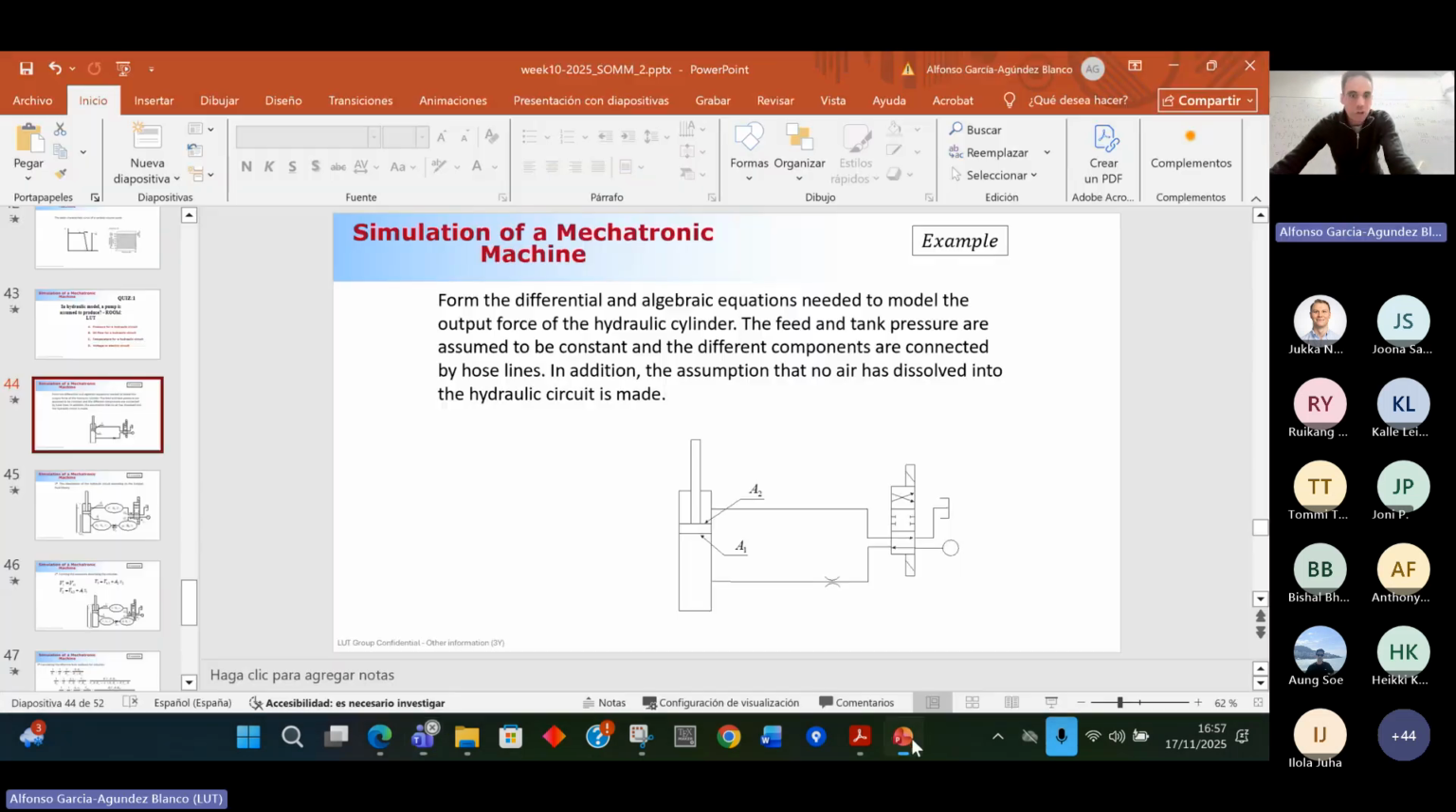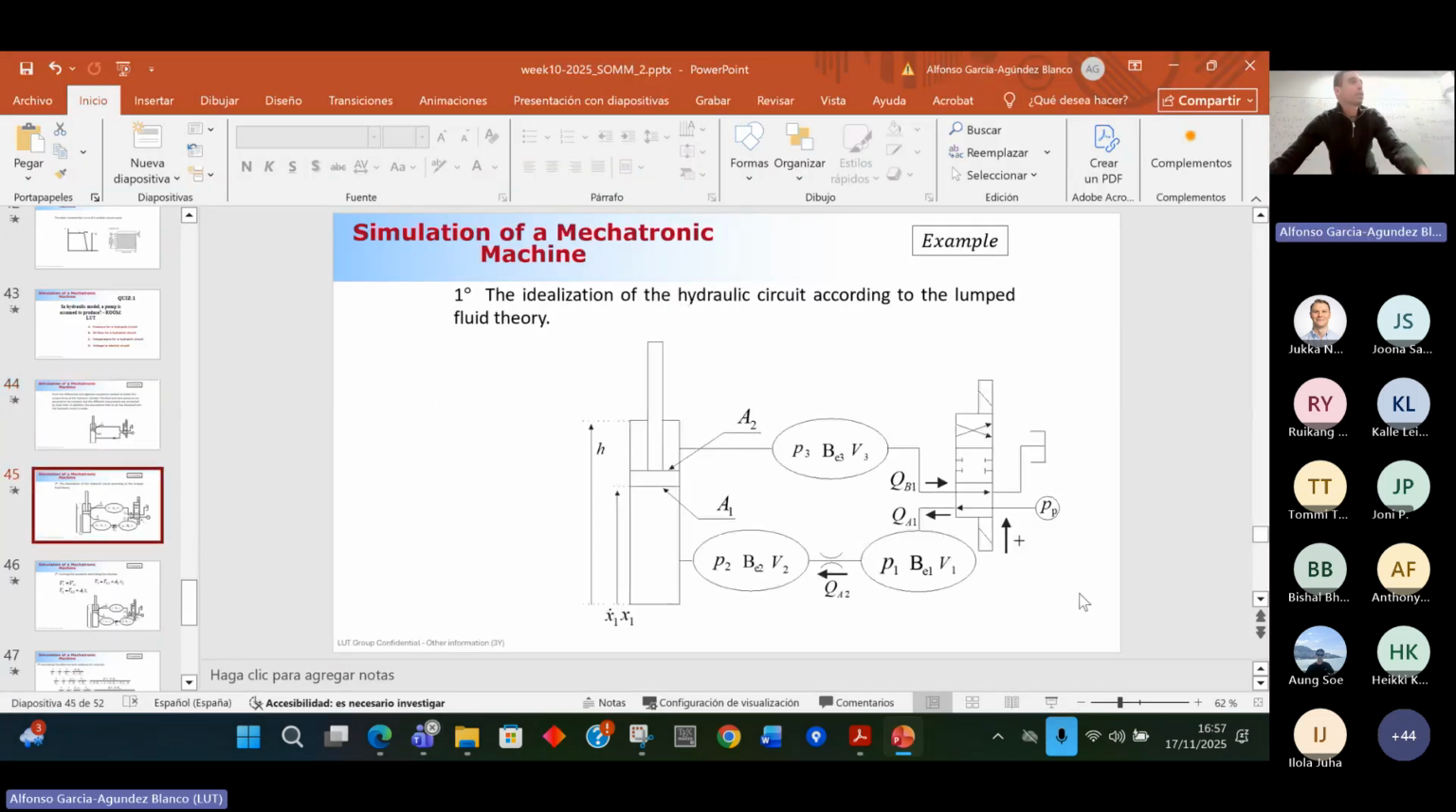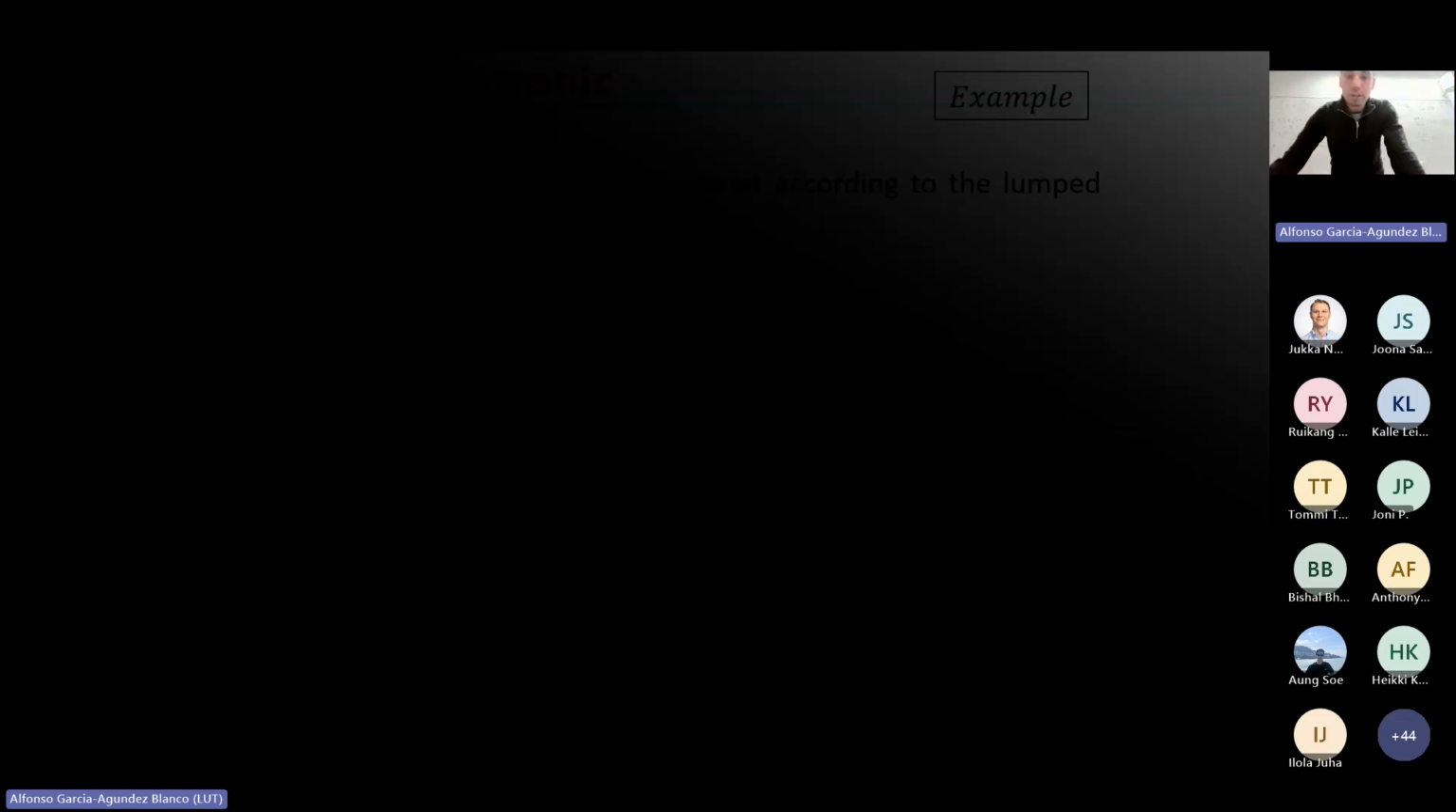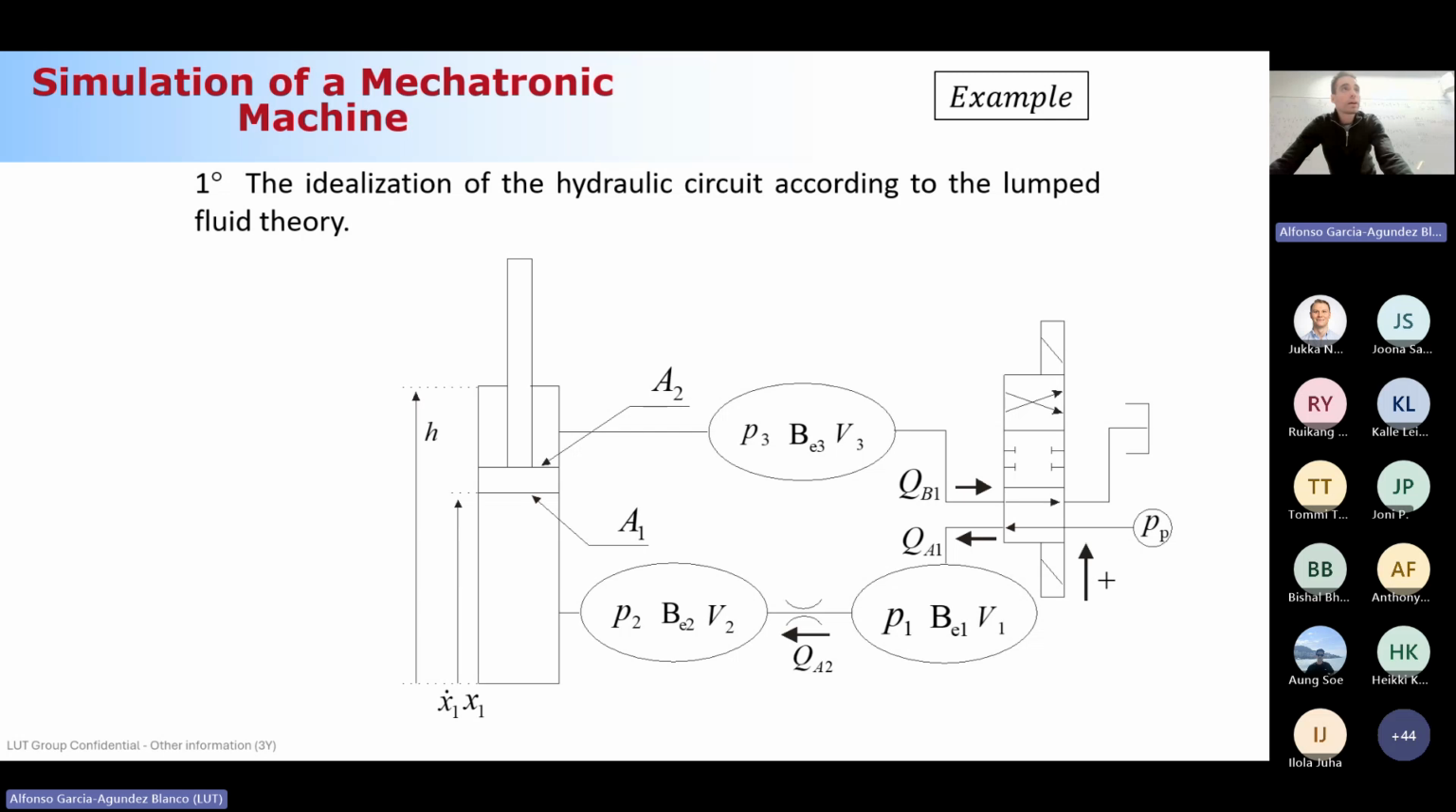Okay. So now, this is the reply to the previous question. Basically, you have the circuit here. You have the pump here. The first control volume is given by a pressure P1, an effective bulk modulus BE1, and a volume V1. What is one question? And we start practicing.